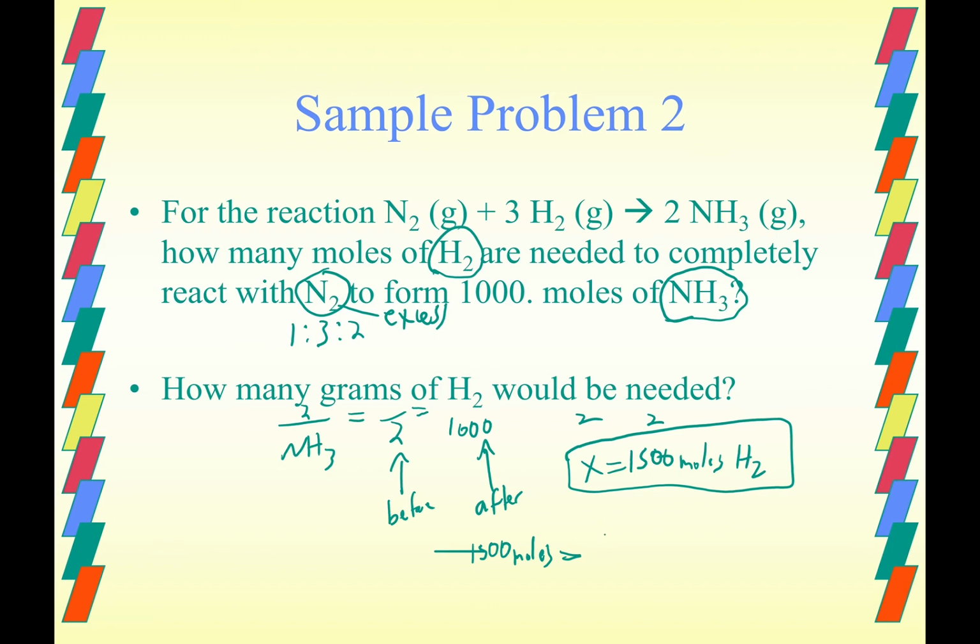Now all we need here, we're going to look for a given mass. This is from table T. That's what we want. How many grams would be needed? As long as we know the gram form of the mass of H2, which would be 2 grams per mole, we cross multiply this, and the given mass, we'll call that X, would be equal to 3,000 grams of H2.